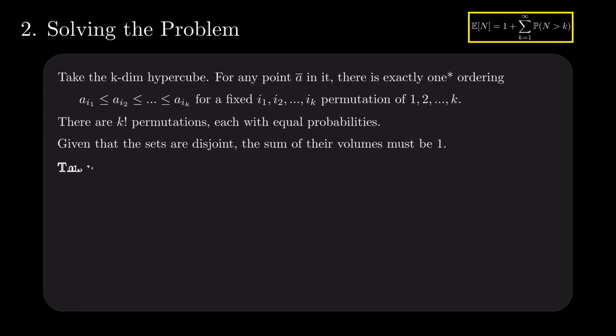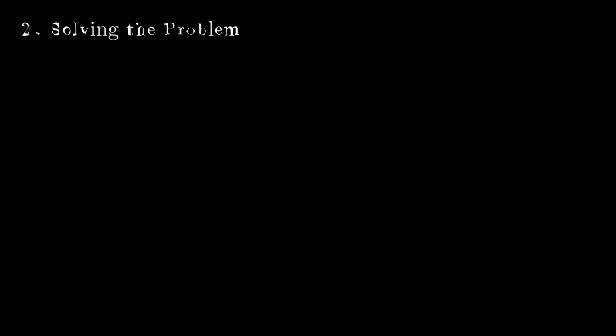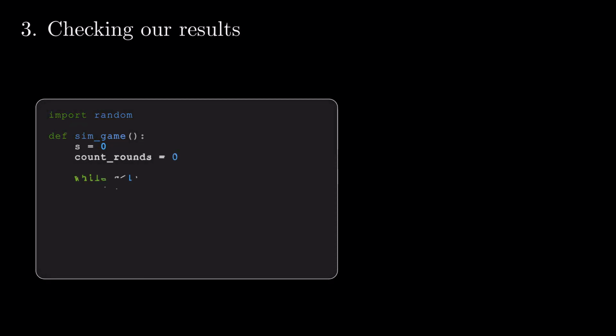So, the volume of the set of points y that meet the condition 0 is less than or equal to y1, less than or equal to y2, and so on, less than or equal to yk, less than or equal to 1, is 1 divided by k factorial. Subsequently, following the chain of equalities, the probability that n is more than k is 1 divided by k factorial. Now, back to the initial question. The expectation of n is 1 plus the sum of 1 divided by k factorial, which is e. As usual, there remains the brutal way to solve this problem: simulate it.